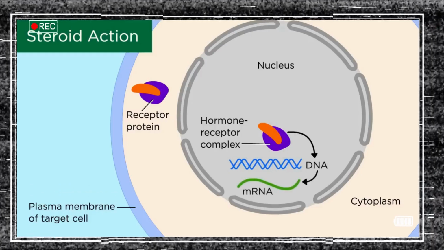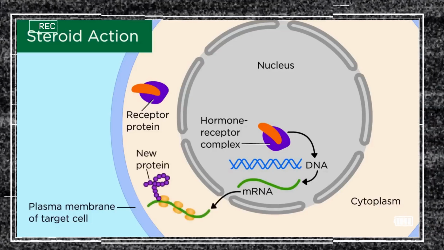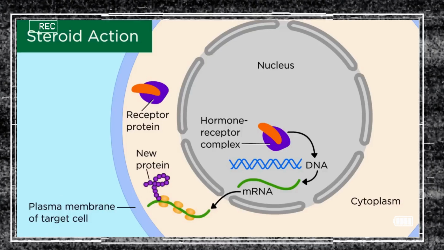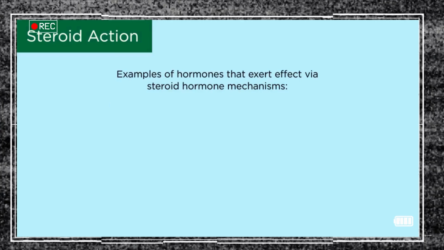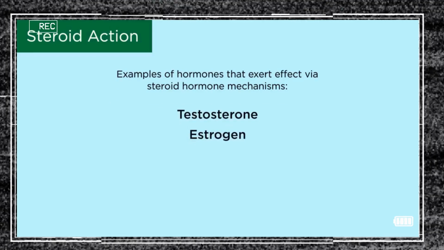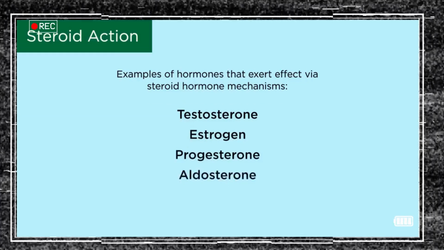This then increases transcription and mRNA production, which then leads to an increase in protein production within the cell. Examples of hormones that exert effects via steroid hormone mechanisms are testosterone, estrogen, progesterone, aldosterone, and calcitriol.